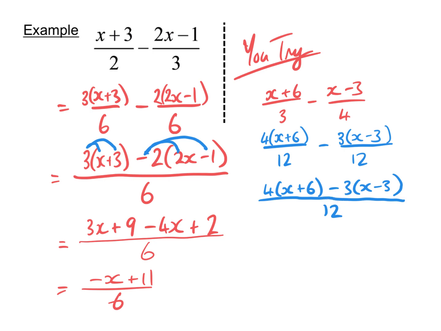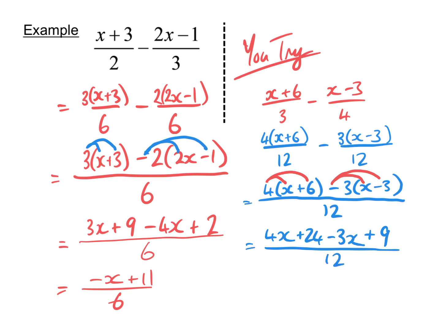So multiply out the brackets. Let's start by 4 times x is 4x. 4 times 6 is positive 24. Negative 3 times x is negative 3x. And negative 3 times negative 3 is positive 9. Okay, and that's all over 12 still.